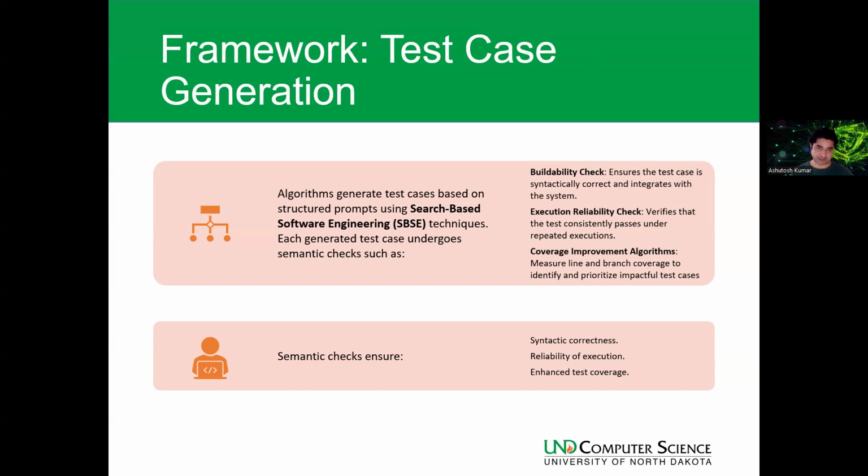Execution reliability check verifies that the test consistently passes under repeated execution. Coverage improvement algorithms measure line and branch coverage to identify and prioritize impactful test cases. This multi-step validation process, powered by these specialized algorithms, ensures that only high quality and reliable test cases are retained.